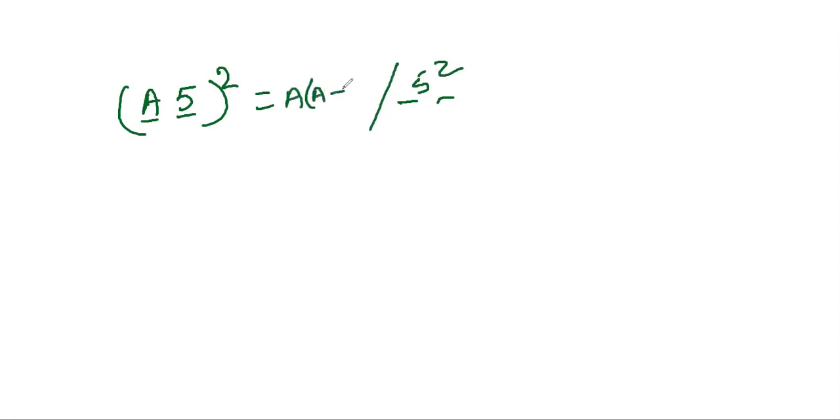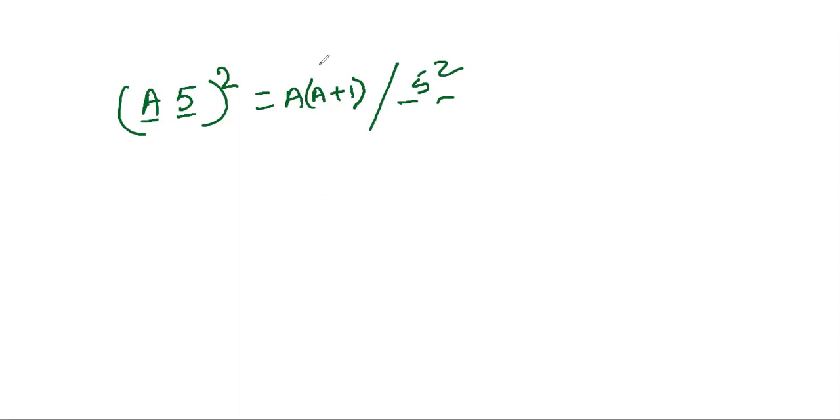So here one more trick I'll tell you. Any number in the form of a5, if you want to find out its square value, the last two digits will be 5 square. What is the initial value? A into a plus 1. That means the initial digit is multiplied with its next digit.